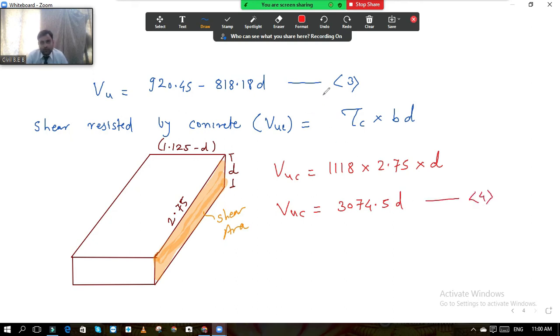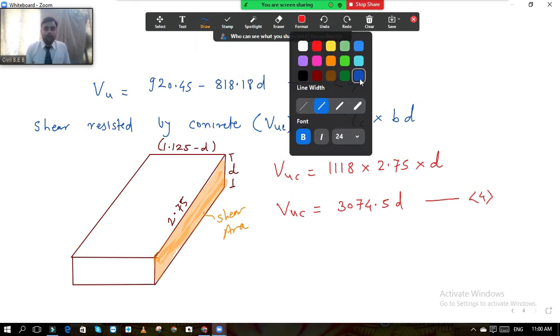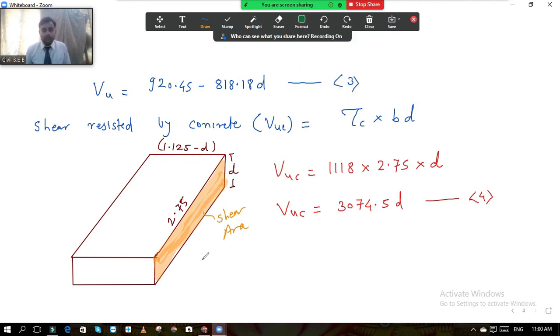Now as usual, equate equation 3 and 4 so that you will get the value of d. Again we will assume that whatever the shear force is generated in this footing, the whole shear force is resisted by concrete only. So equating Vu equal to Vuc. This is for single shear now.